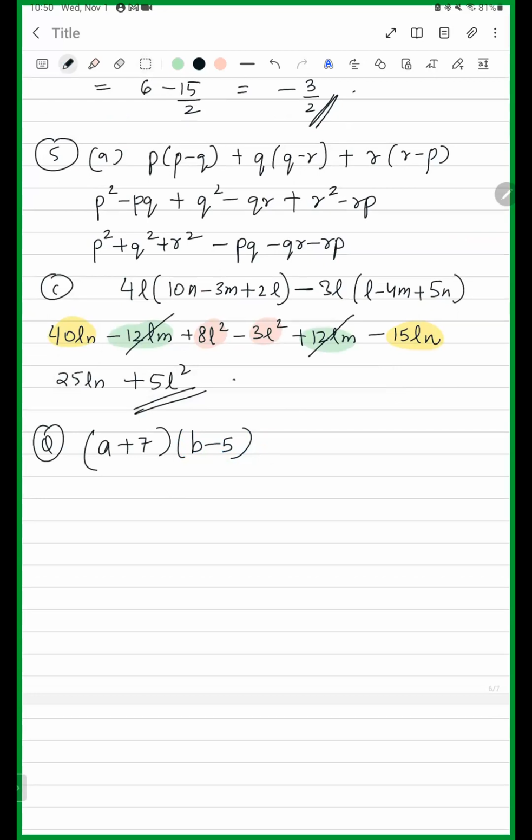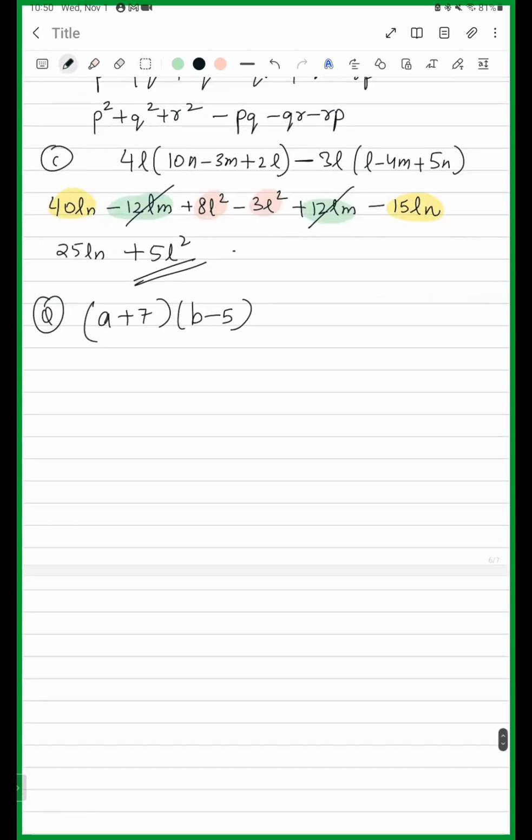See, in such questions, when you have two brackets that are being multiplied with each other, the first term multiplied with the entire bracket plus the second term multiplied with the entire bracket. So how does this work? A multiplied by b minus 5 plus 7 multiplied by b minus 5.